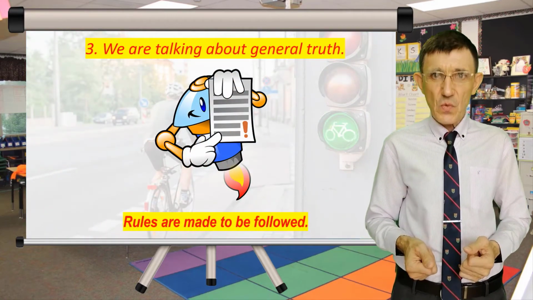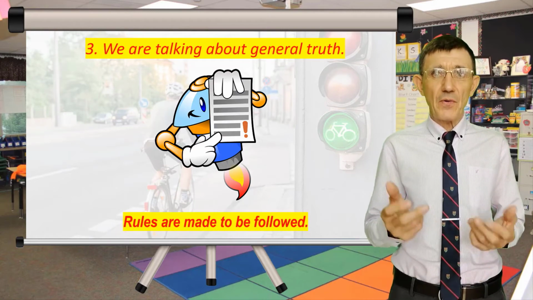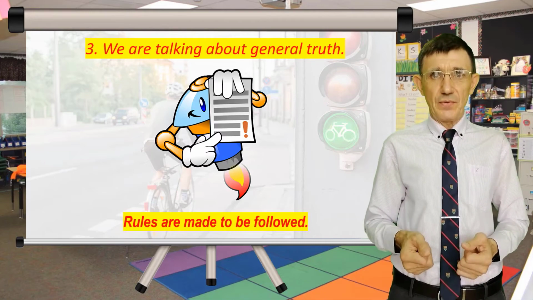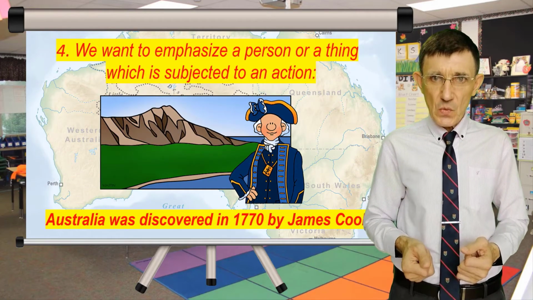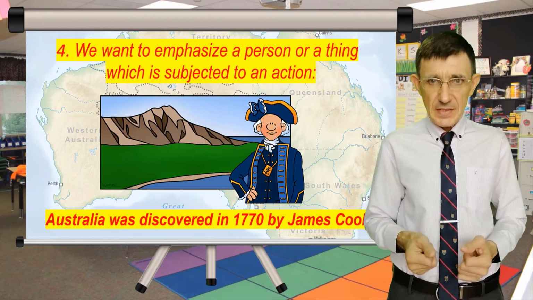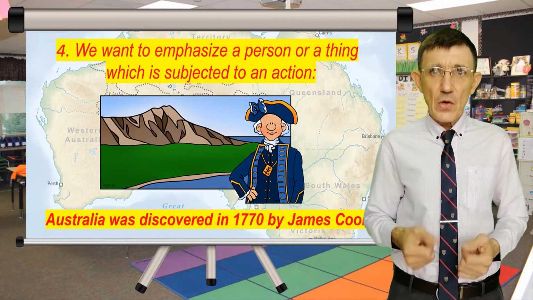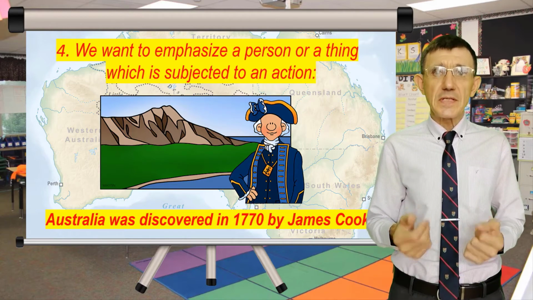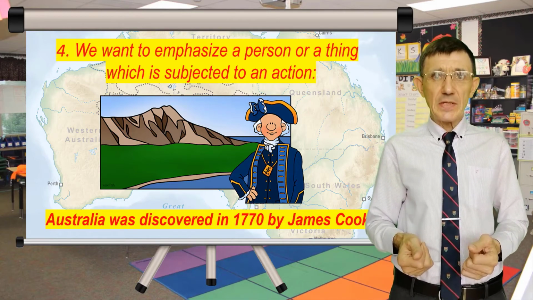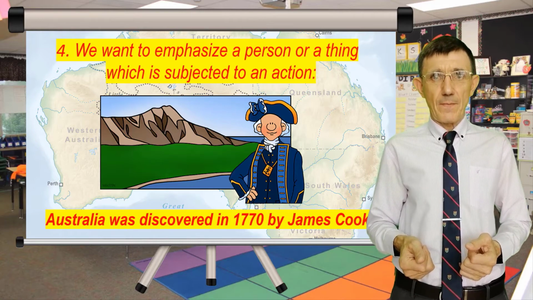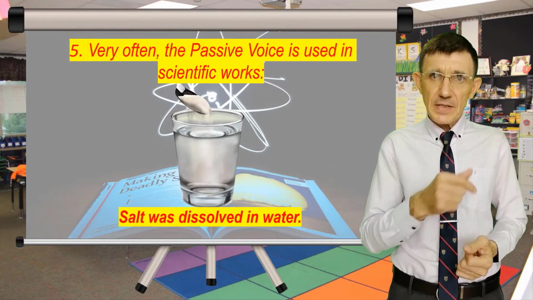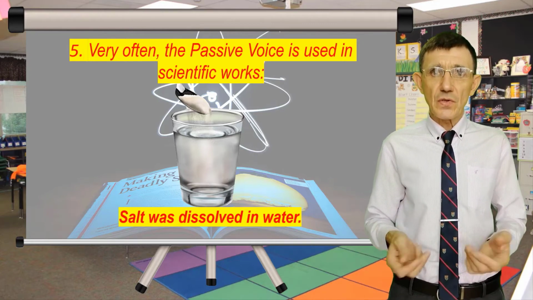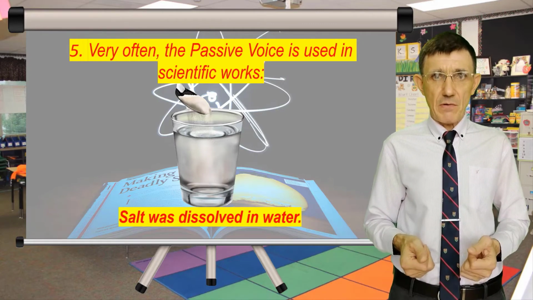We use passive voice when we are talking about general truths. Rules are made to be followed. We use passive voice when we want to emphasize a person or a thing which is subjected to an action. Australia was discovered in 1770 by James Cook. Very often, passive voice is used in scientific works. Salt was dissolved in water.